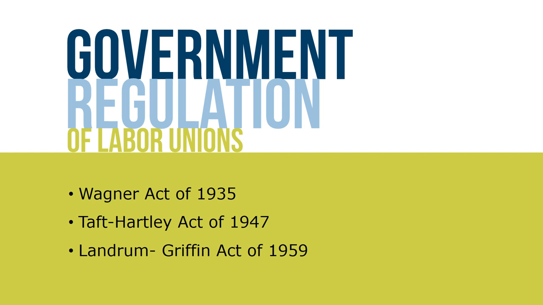Two of the earliest pieces of labor legislation were the Railway Labor Act of 1926 and the Norris-LaGuardia Act of 1935. This legislation was followed by the passage of three acts central to labor relations in the United States: the Wagner Act of 1935, the Taft-Hartley Act of 1947, and the Landrum-Griffin Act of 1959. Jointly, these acts are referred to as the National Labor Code.